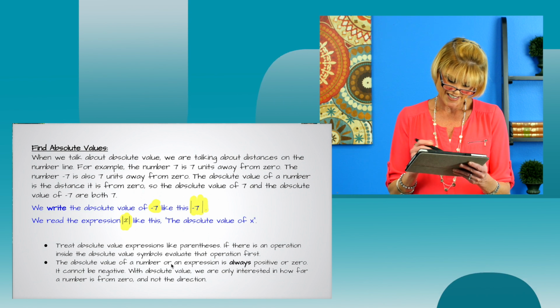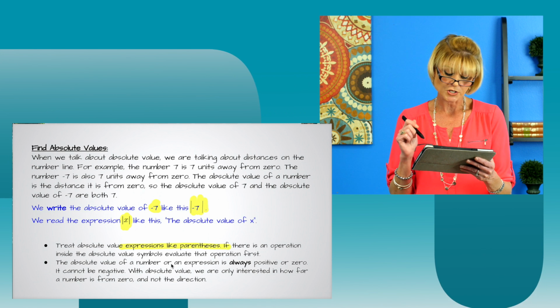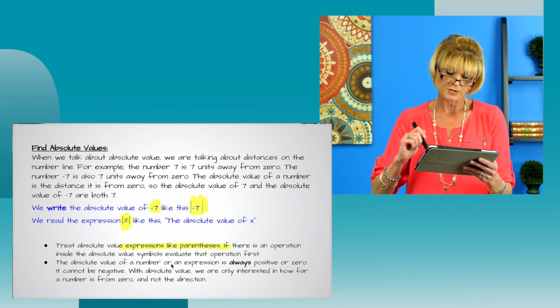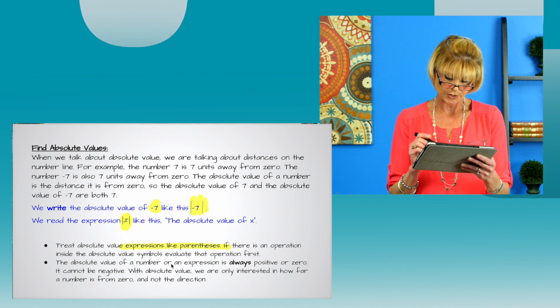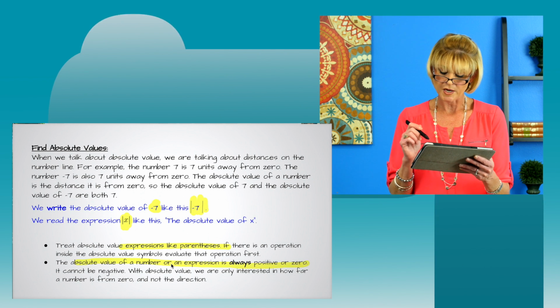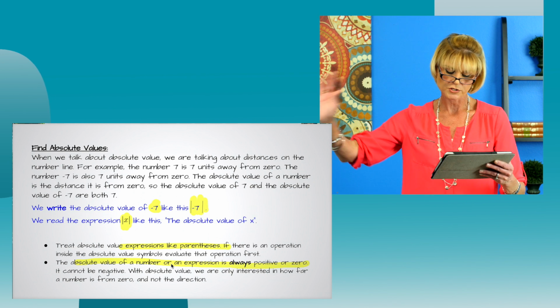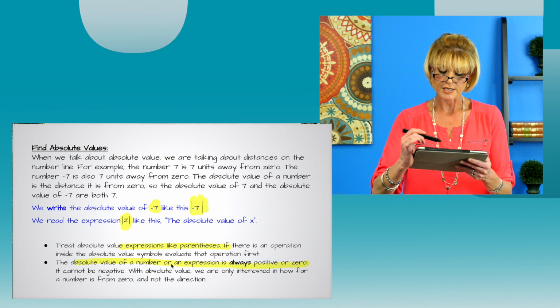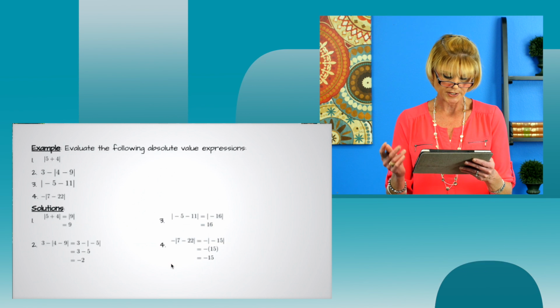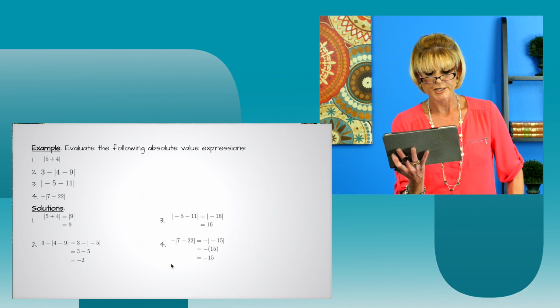We want to treat absolute value expressions like parentheses. If there's an operation inside the absolute value symbols, evaluate that operation first. The absolute value of a number or an expression is always positive or 0. It cannot be negative. With absolute value, we're only interested in how far a number is from 0 and not the direction. So quickly, we can evaluate the following absolute value expressions.